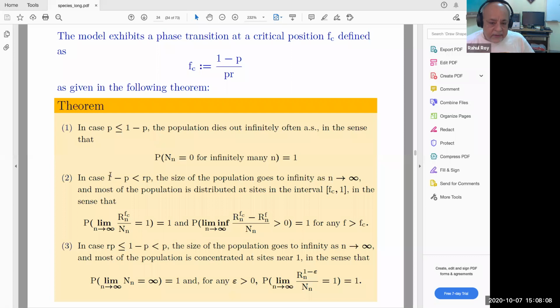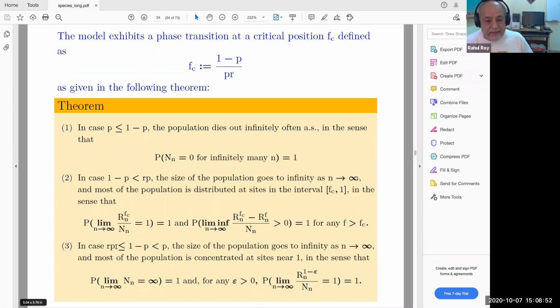Okay. In case the death rate is less than the mutant rate of rp, then the size of the population goes to infinity as n goes to infinity, and most of the population is distributed at sites in the interval (Fc, 1), in the sense that the proportion goes to 1 as n goes to infinity. And if I take any f bigger than Fc, then the probability that there is a significant population, as a proportion of the total population, with fitness between Fc and f. That's exactly what this is saying for any f.